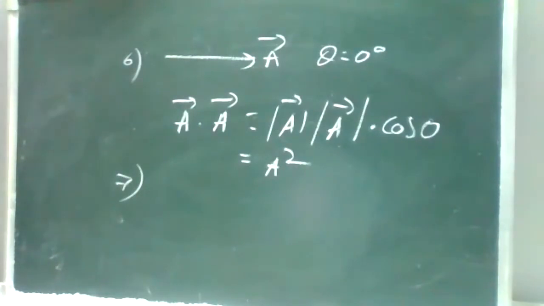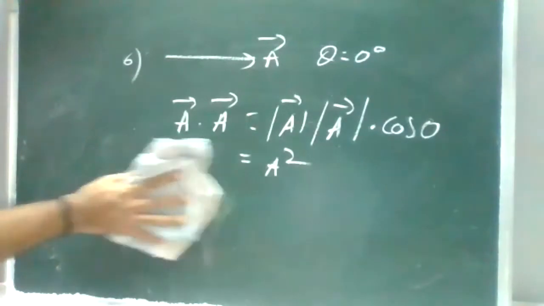Seventh point. Scalar product of two similar base vectors is unity, and that of two different base vectors is 0.